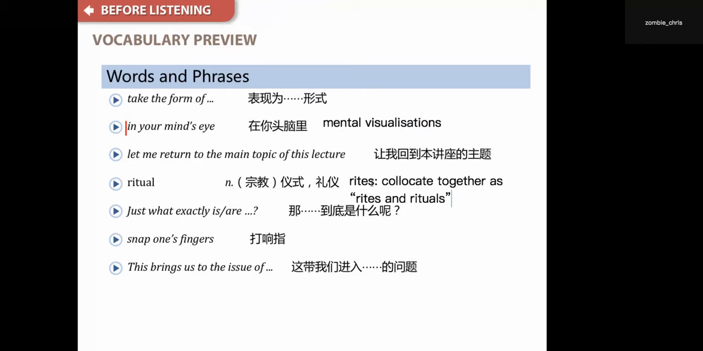double nouns. So from Chaucer's time, from about 400 or 500 years ago, we talk about liberty and freedom. Liberty is the French word and freedom is the more Anglo-Saxon, the more Old English. We do the same with rites and rituals. So rites would be the Old English and rituals would be the Latin. They mean the same thing, but they often go together like this.